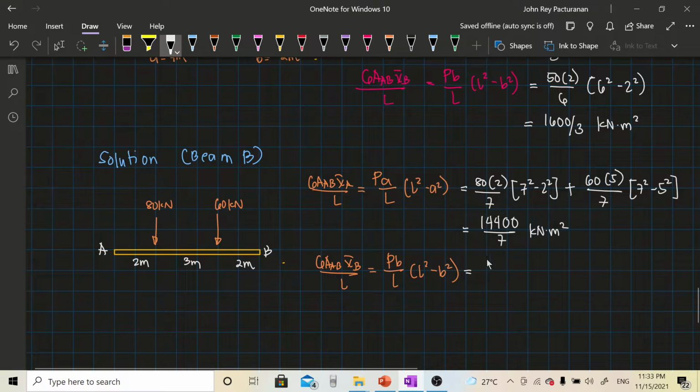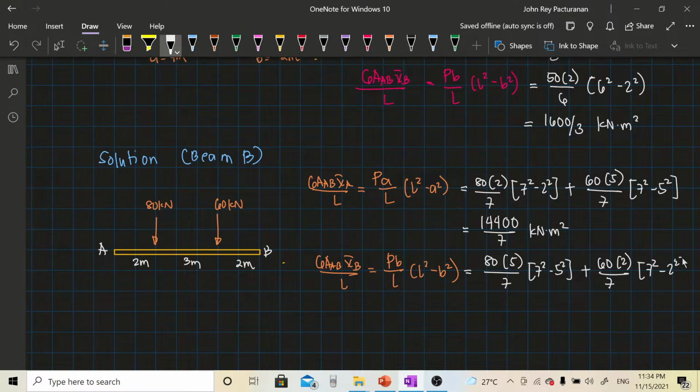Unahin natin dito sa 80. Gaano siya kalayo from point B? 5 meters, then divided by 7. Tapos, 7 squared minus 5 squared. Then, of course, plus yung 60. Gaano siya kalayo sa point B? That is simply 2 meters. Then, 7. Tapos, 7 squared minus 2 squared. So, ang sagot natin dito is 15,000 divided by 7 na kilonewton meter squared. You can simply convert this na lang into decimal by using your calculators.